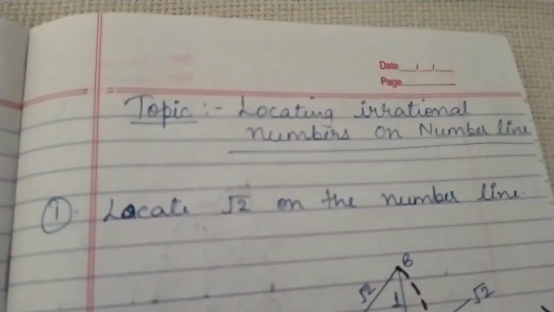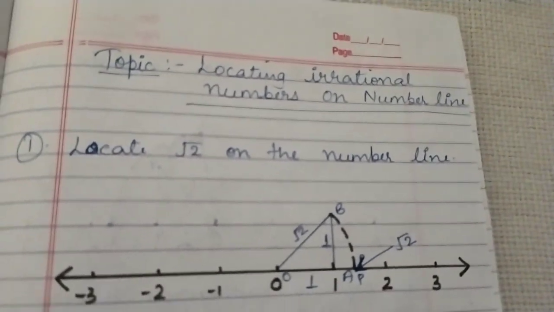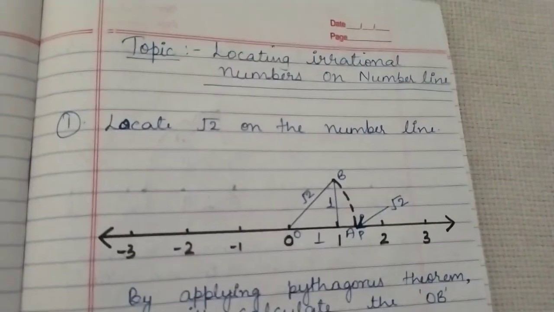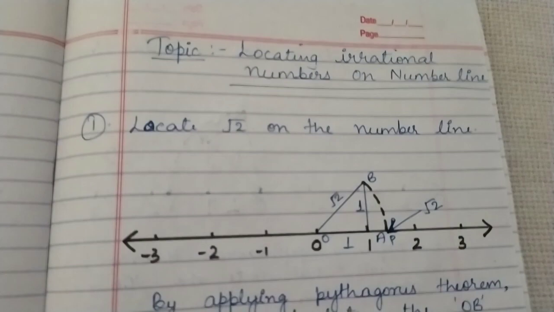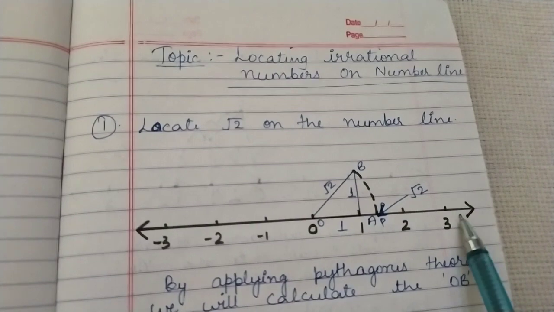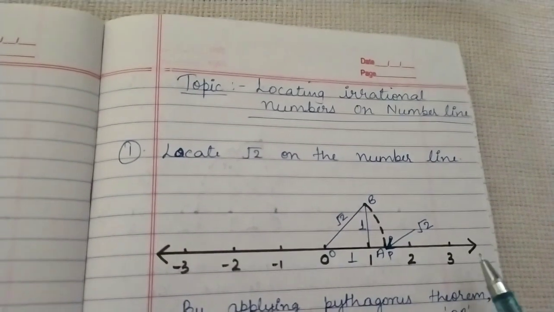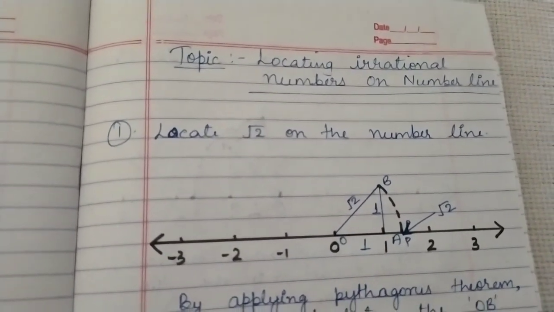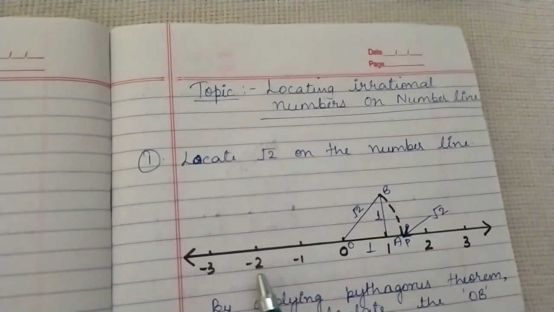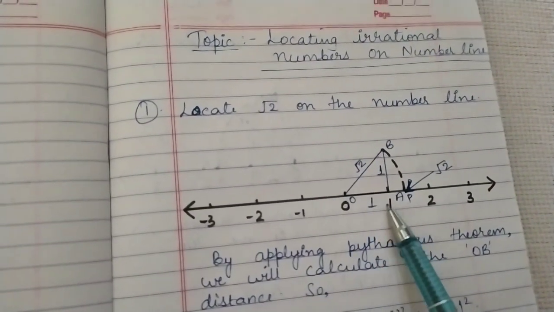So let's start with the question. The question is: locate root 2 on the number line. Okay, so what we have to do is first make a number line here. I use this sketch pen only so that it is visible to you, but you have to use only a pencil to draw it. So here I make this number line and I mention the numbers over here.